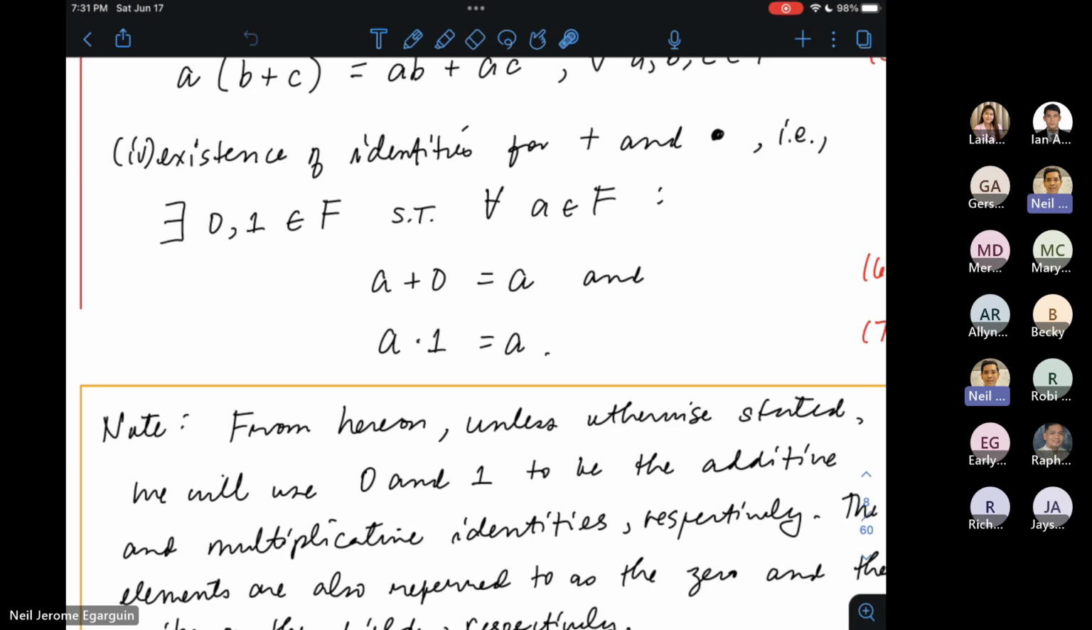Sige, mamaya mag-consider tayo ng ibang mga set at ibang mga operations. Maghanap tayo ng additive at saka multiplicative identities.